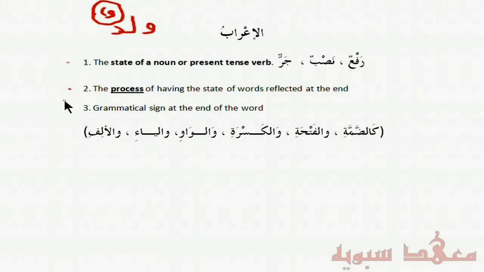And the final meaning is the one that we just covered in the text just now, it's the grammatical sign at the end of the word, which is this: كَضَمَّةِ وَالْفَتْحَةِ. So it's talking about this sign, like the dhamma, the fatha, the kasra, and so on. So this one we covered just now. So it's a good idea to know these three possible meanings. Now sometimes it's not quite clear which meaning the author is referring to. Let's get back to the text.